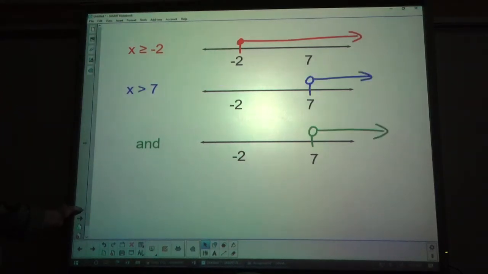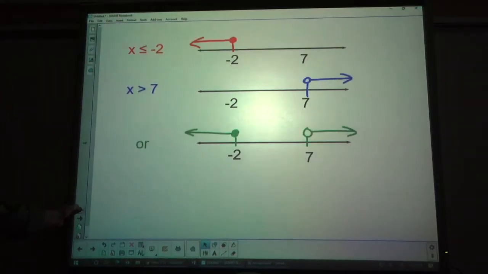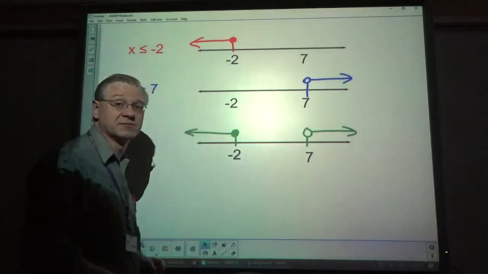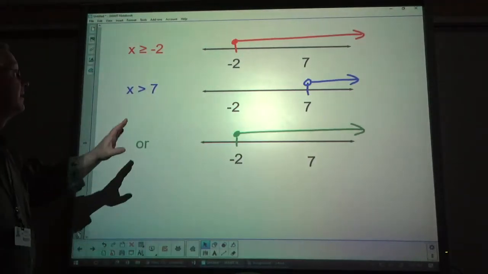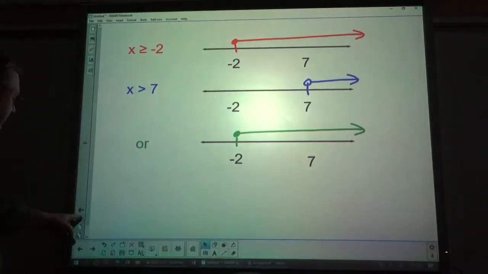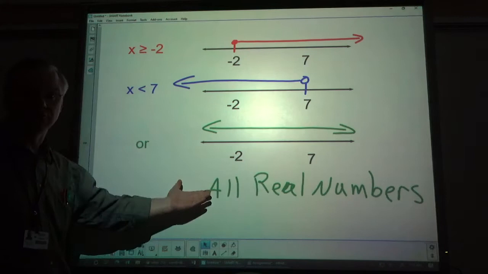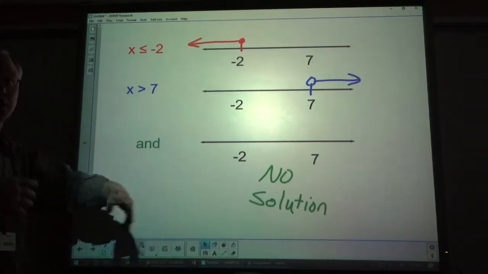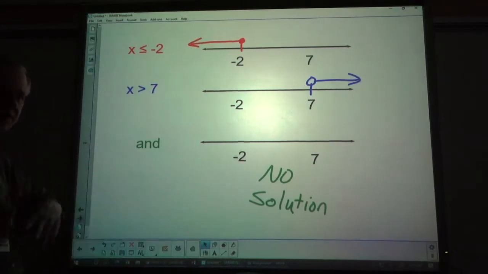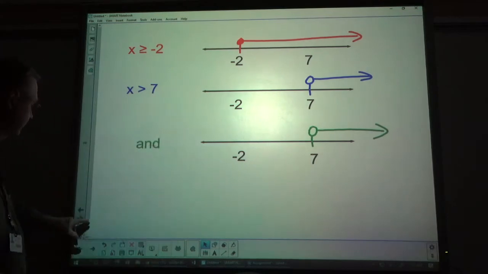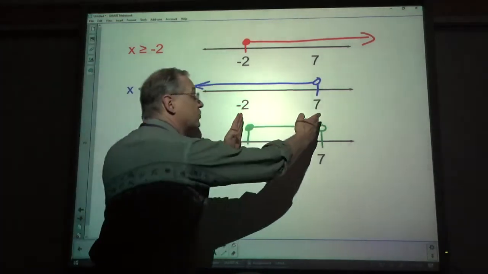So there are 3 kinds of graphs for ors and 3 for ands. One kind of graph for an or is going in opposite directions but having a space in between them. The other is going all in one direction, whichever one that happens to be. And the final one is all real numbers. For an and, no solution. The all real numbers and the no solution are the extremes. This is one option: only in one direction, or in between 2 points.